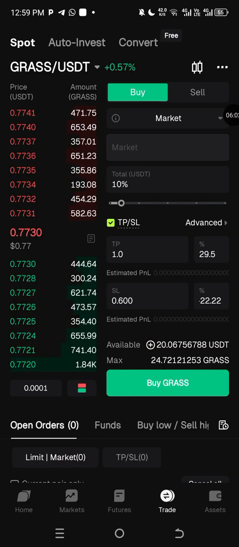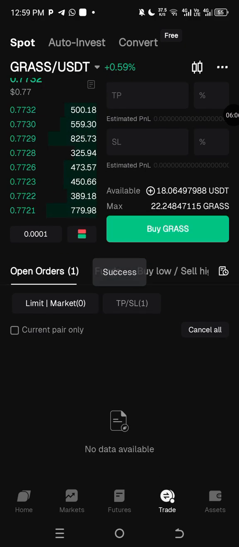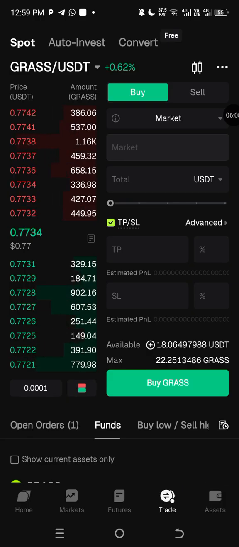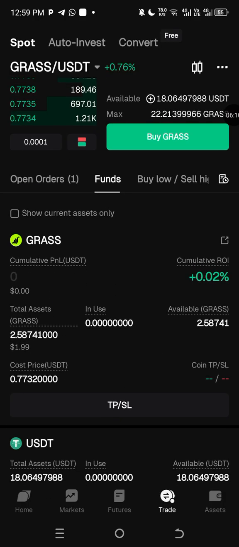So I'll click on buy Grass and you see what will happen. Success. I've placed this trade. Now you are going to see here, see my Grass. It's already moving. So basically that is it.